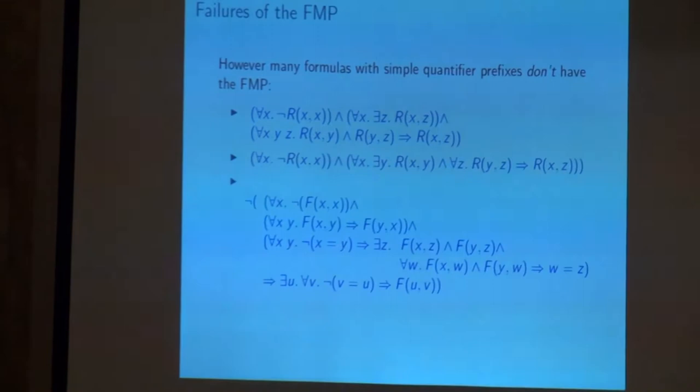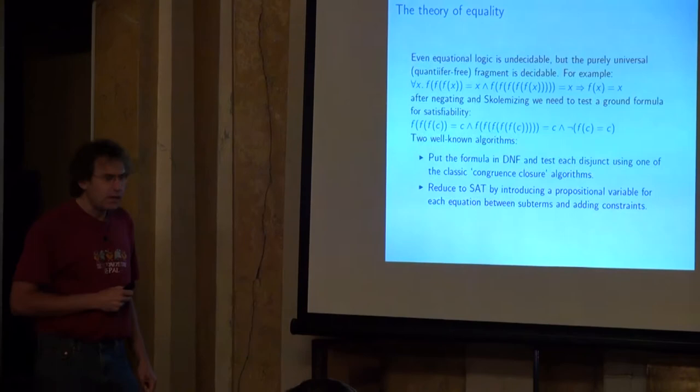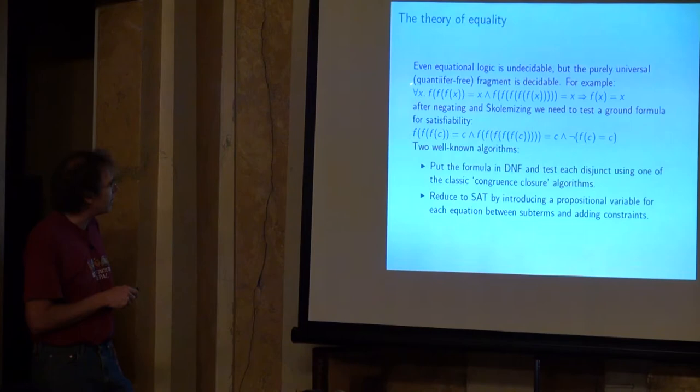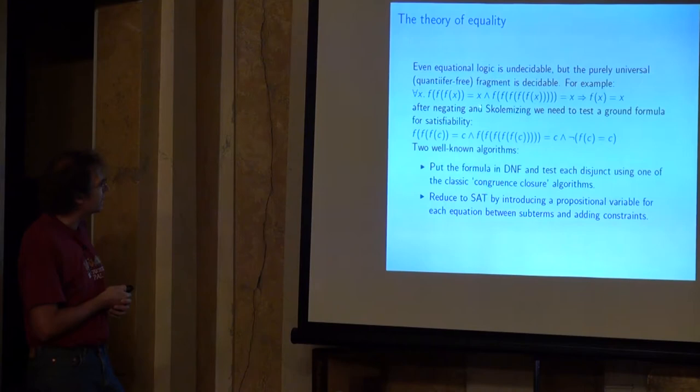I also talked a little bit about just equality reasoning and techniques like completion. Well, if you have the restricted case where you don't have any quantifiers except at the outside, then that is a decidable problem too. So here's an example. Suppose you want to know that if f of f of x equals x, and f of x equals x, that implies that f of x equals x.